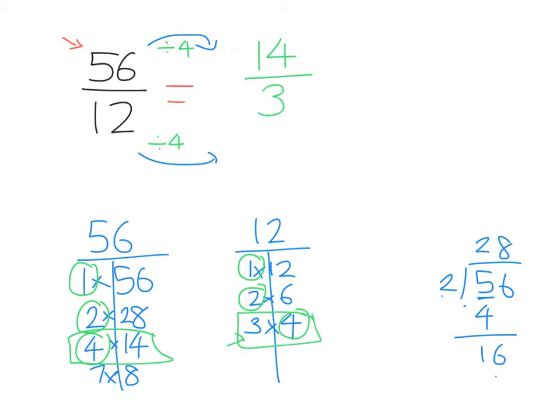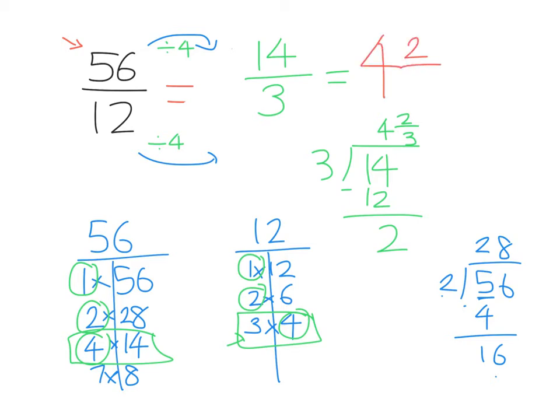Okay, now, it is still improper because my numerator is still bigger than my denominator. So, I need to change this. I'm going to do what Miss Jenkins taught you guys. Long division, 14 divided by 3. Okay, how many times does 3 go into 14? 3, 6, 9, 12. It goes in 4 times, not evenly. This will make this left over 2/3. My final answer is 4 and 2/3. Check your work.